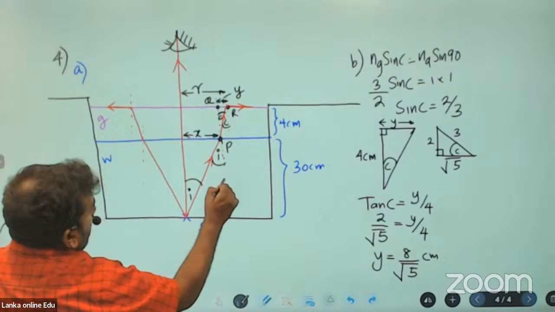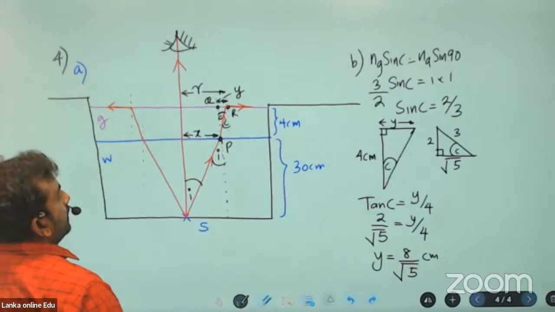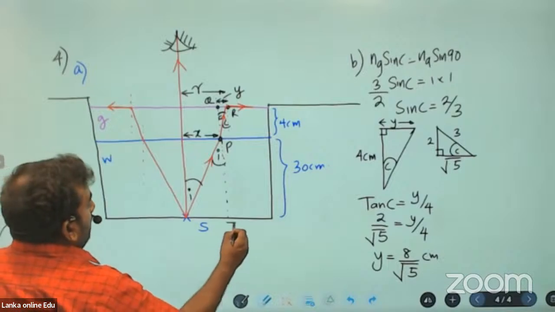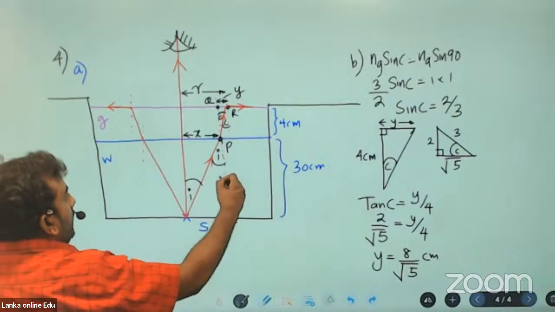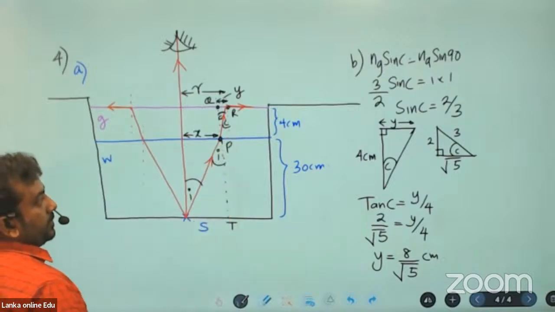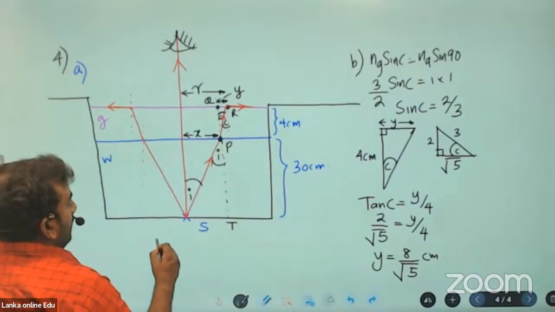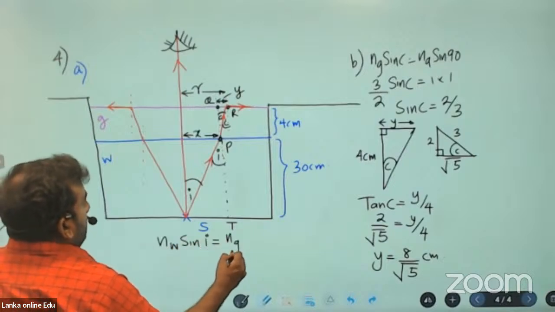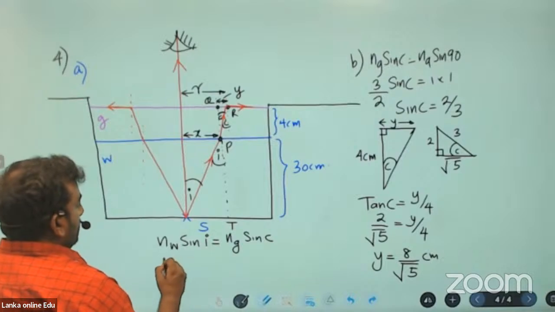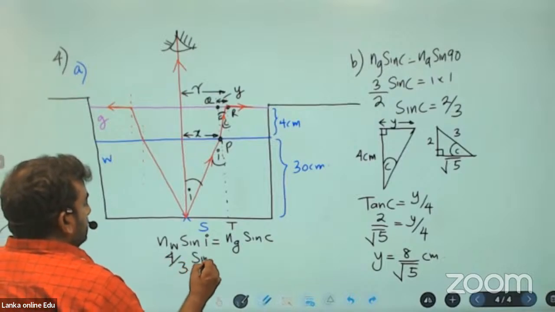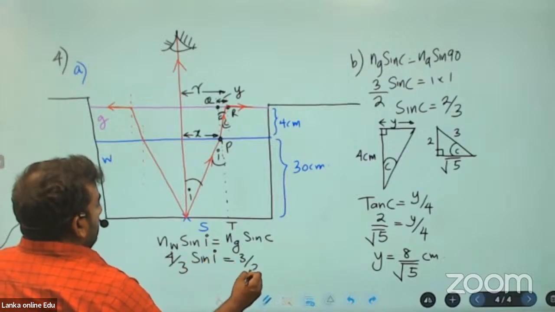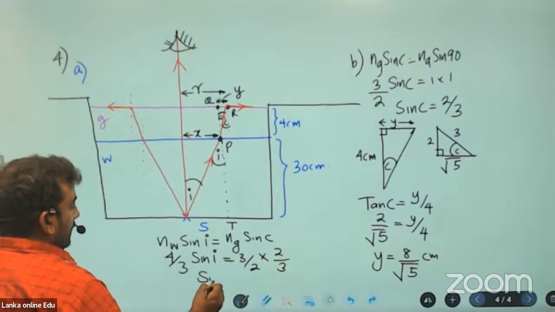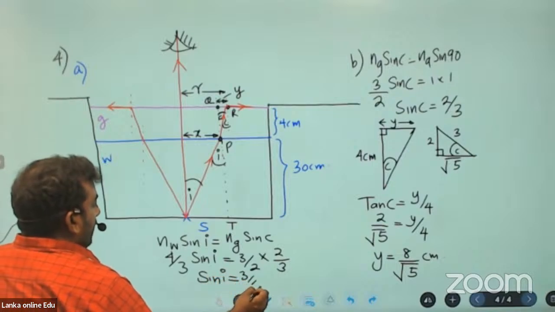Then look at this carefully. Here let's say T. If you apply here, NW sin I equals NG sin C. 4 over 3 sin I equals 3 over 2 sin C, which is 2 over 3, that is 1. Sin I is 3 divided by 4.